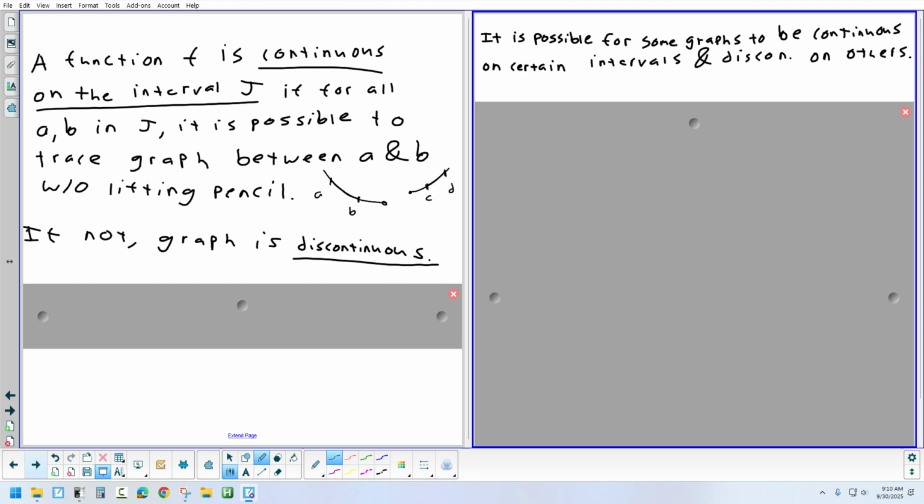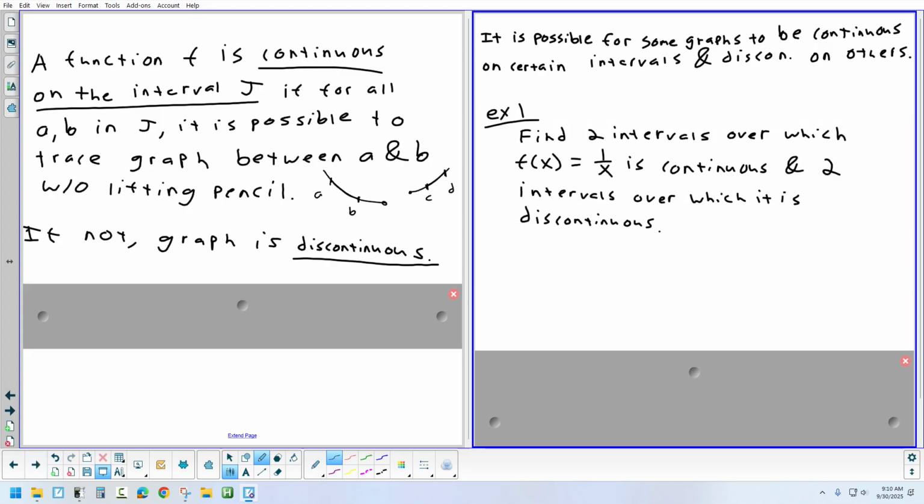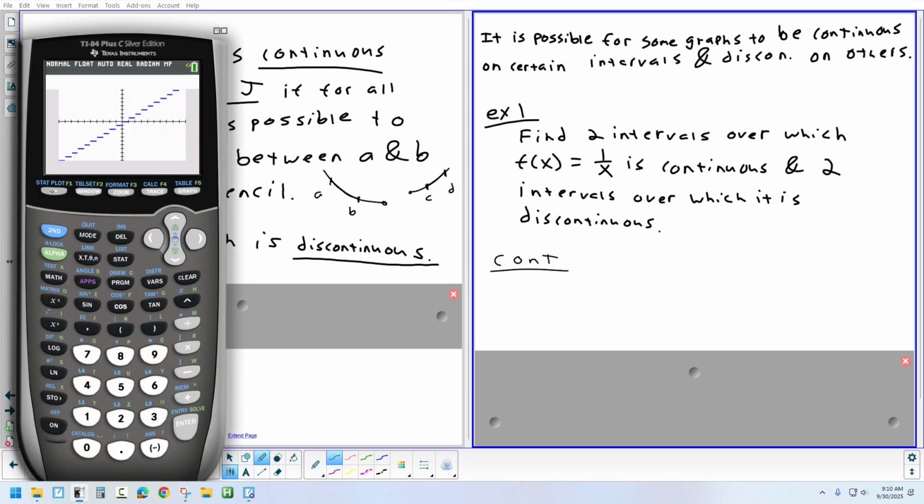So as I said before, you might be able to find some sections that are continuous and some sections that are not. So let's look at an example. And let's write down two intervals that are continuous and two that are discontinuous. Start with continuous. Remember, when you describe an interval, you have to describe it in set notation and give me a start value and a stopping value. Okay.